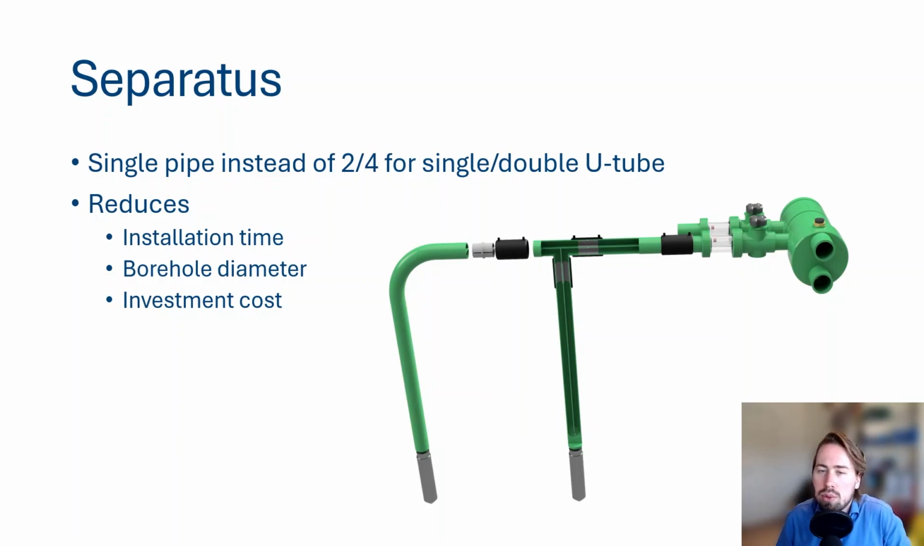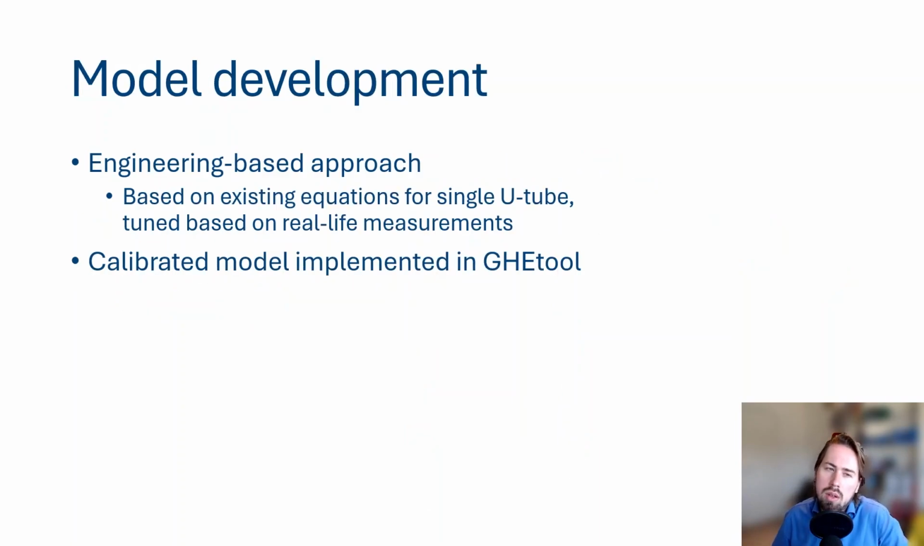Now, developing a model for any type of innovation is not that straightforward, since there are different complexities that you can take into account. Separatus decided on a more engineering-based approach. They took a look at the equations which are already out there, and they said, well, our system is best represented by a single U-tube, but we're going to tune the parameters of the single U-tube based on real-life measurements. And this calibrated model is then implemented in GHEtool.